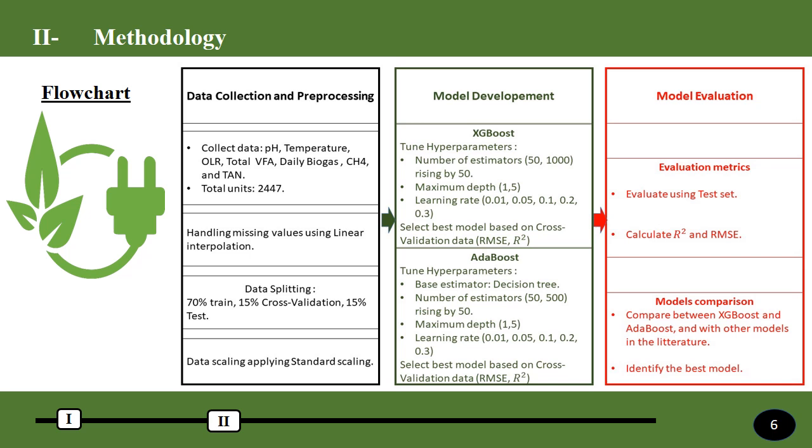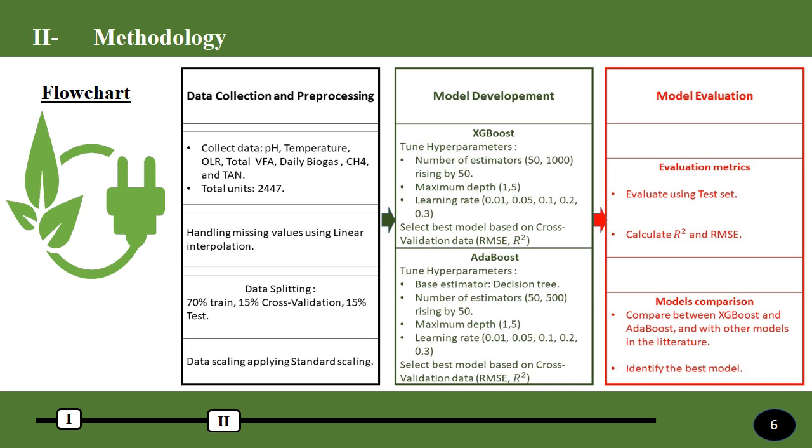So the methodology which was followed in this study was divided into three parts. The first one is the data collection and pre-processing. The data, composed of more than 2000 units of input and output, were collected and prepared by considering six input features and one output, which is the TAN. The data was split into three sections: 70% for training, 15% for cross-validation, and 15% for test. After that, we applied data scaling using standard scaling.